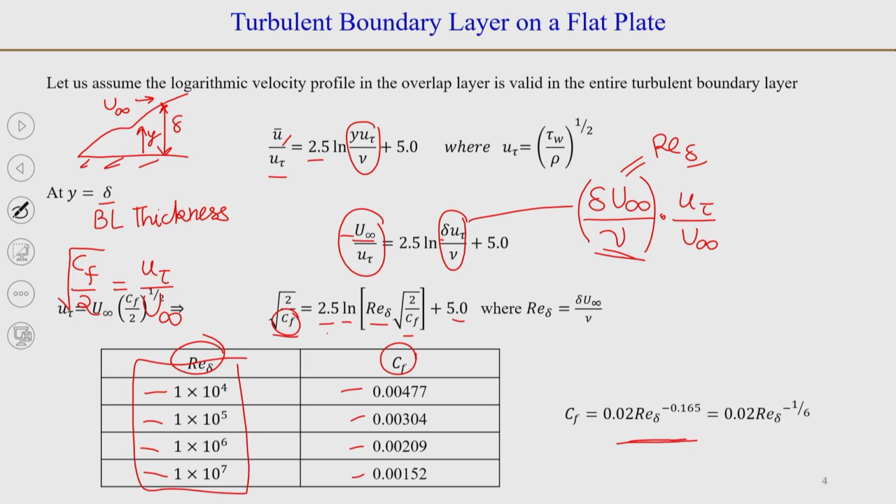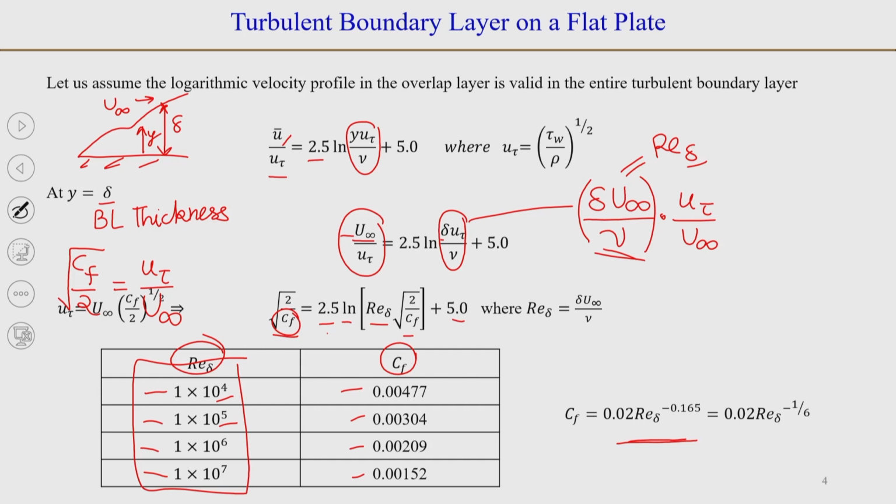Remember that this is Re delta, not Re x, and delta is less than x. So, that is why 1 into 10 raised to the power 4 and 10 raised to the 5 are coming into the picture here. Even at these values of Reynolds number Re delta, the flow will be turbulent, because Re x will be much higher.